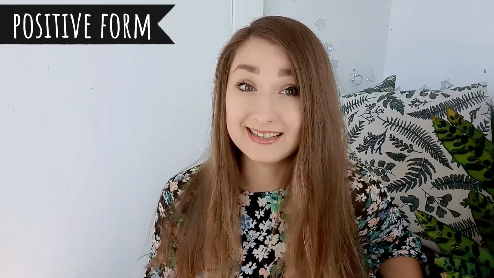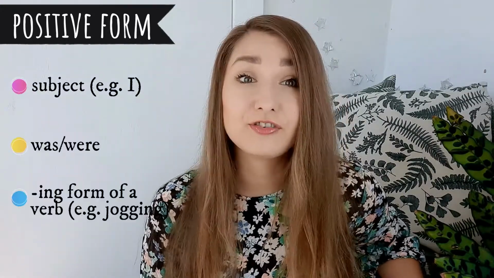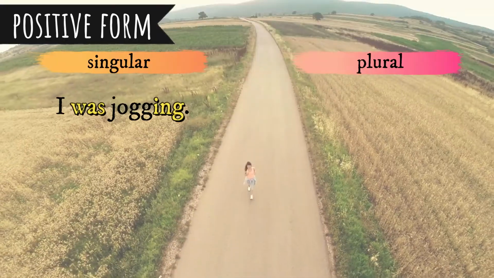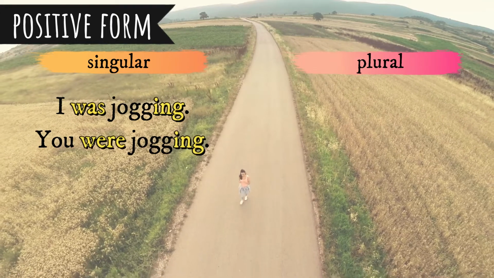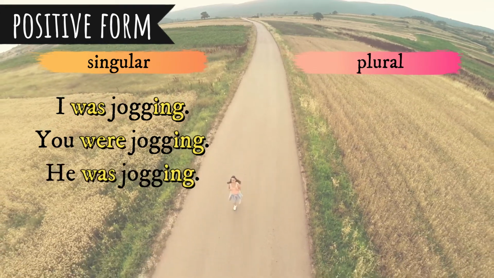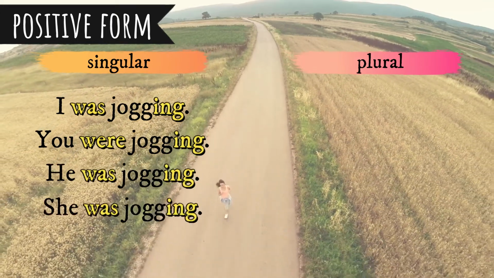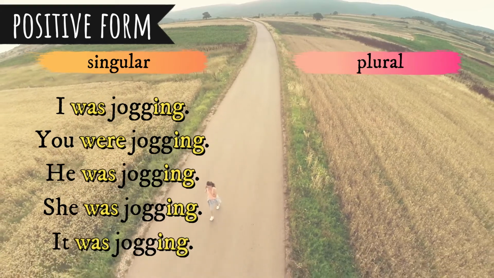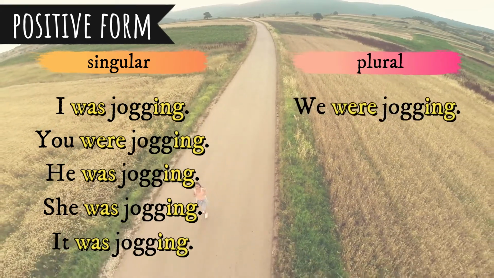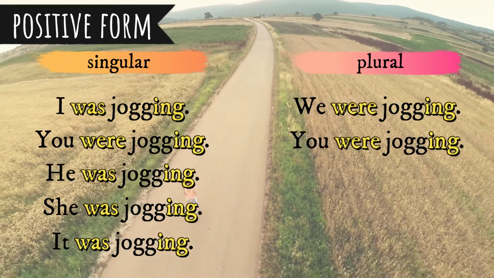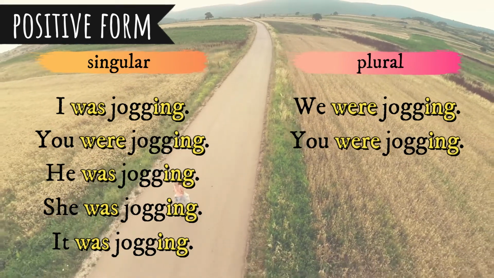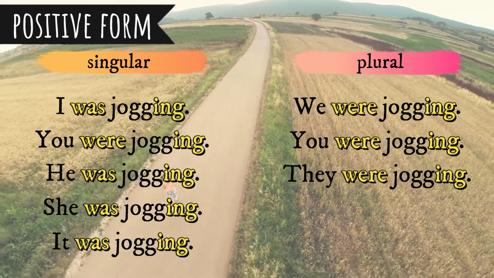To make it, we need a subject, for example, I, was or were, and the ing form of a verb, for example, jogging. I was jogging. You were jogging. He was jogging. She was jogging. It was jogging. We were jogging. You were jogging. They were jogging.